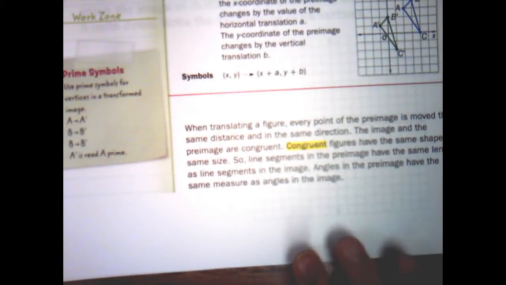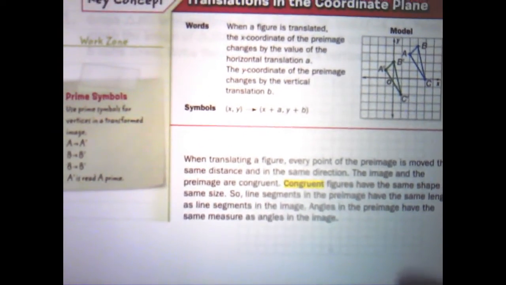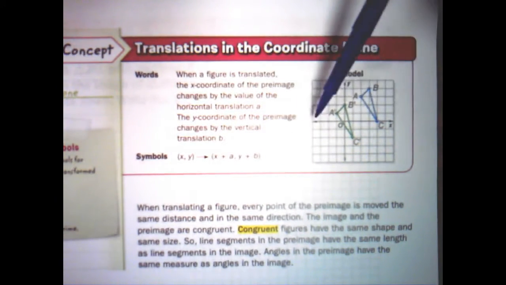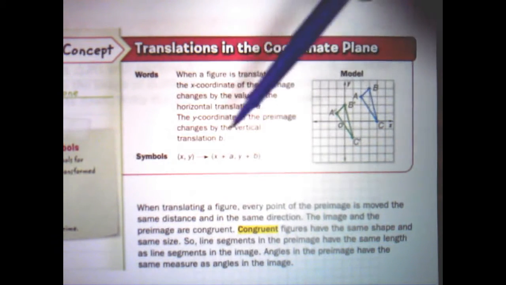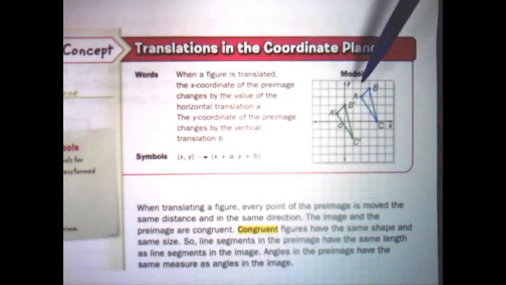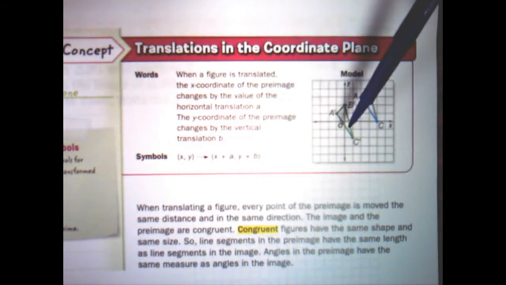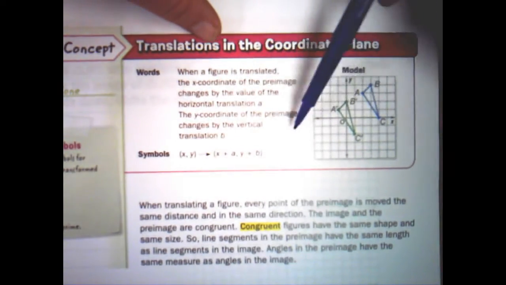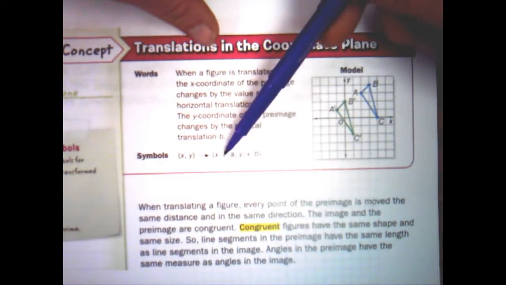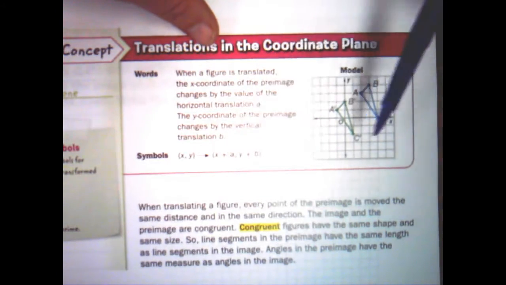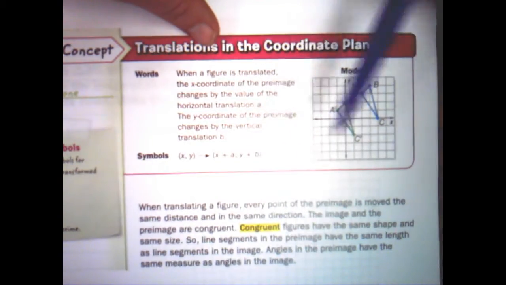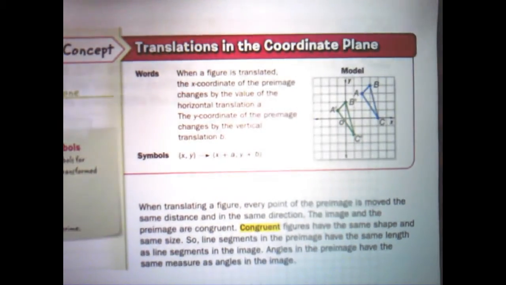All right, moving on. Key concept: translations on the coordinate plane. One thing we need to keep in mind is that on the coordinate plane, if we are moving left and right, that is controlled by the x-axis and thus the x-coordinate. And if we're moving up and down, that is controlled by the y-axis and the y-coordinate. If we want to move so many units to the right, we would add to the x-coordinate. If we want to move to the left, we would subtract. If we want to move up, we would add to the y-coordinate. If we want to move down, we would subtract from the y-coordinate.